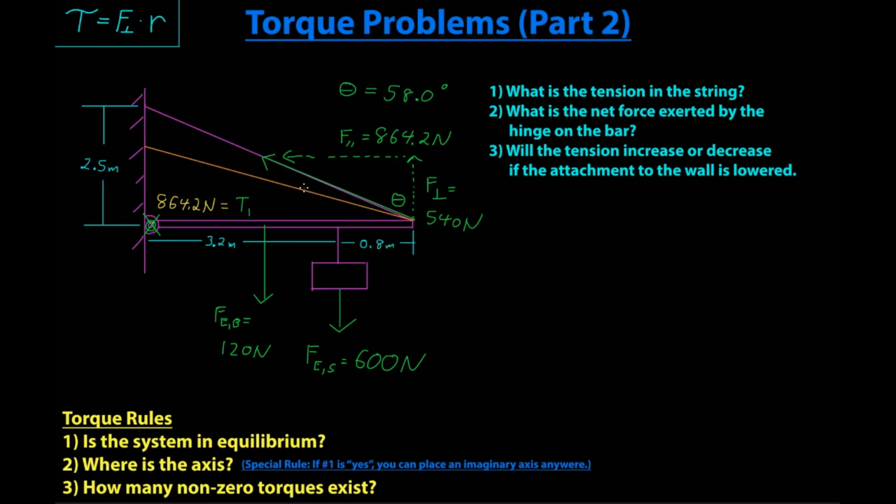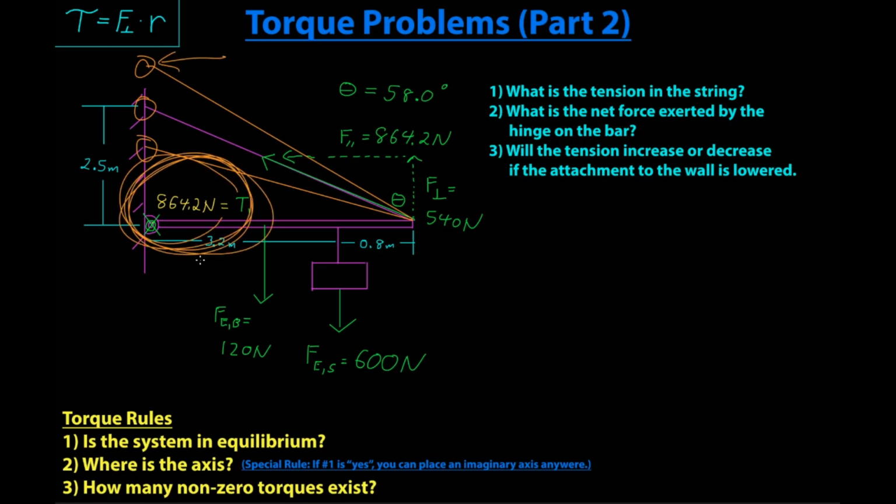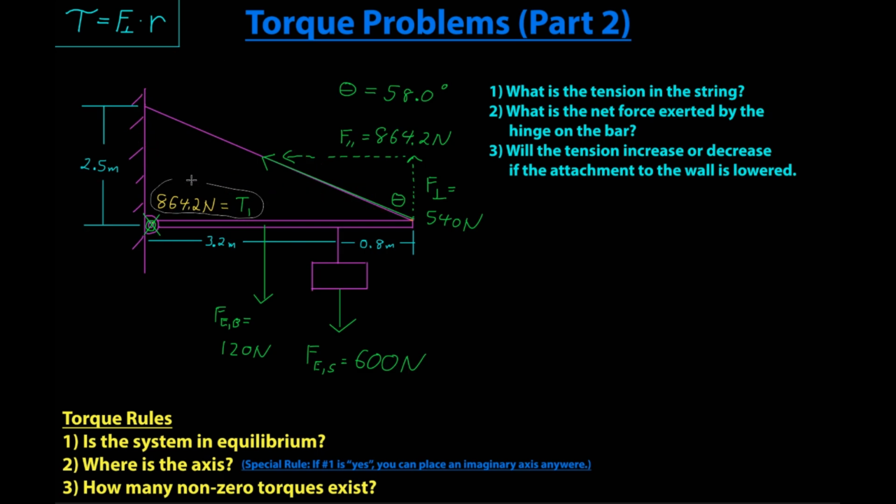So if you're the one hanging this sign, you need to be careful of having this too low, otherwise the tension could be so large the string could snap. The higher you place the connection to the wall, the lower the tension is going to be. So if you were to put it up here, the tension would be lower than 864.2 newtons. Basically put, as long as you're within the tension limit of the string, however, you are fine.